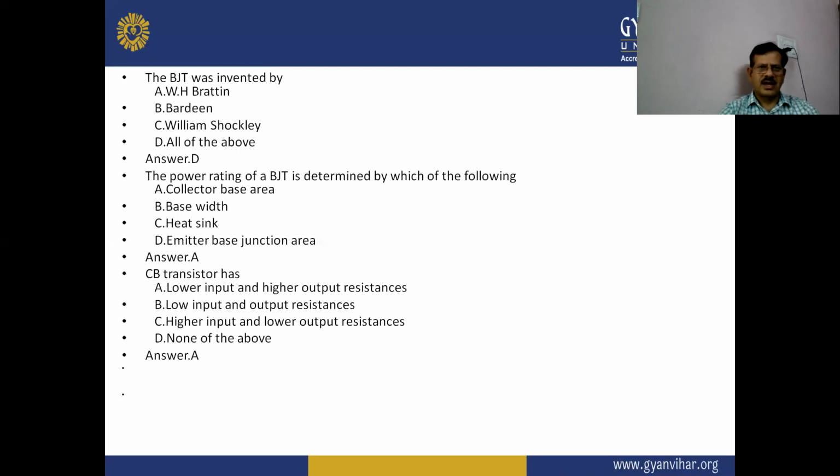the area of the base is kept as minimum as possible, and the area of the collector will be large compared to the base, because in the collector area all charge carriers are collected by the collector terminal or collector region. So the correct answer is option A. The power rating of a BJT is determined by the collector base area.